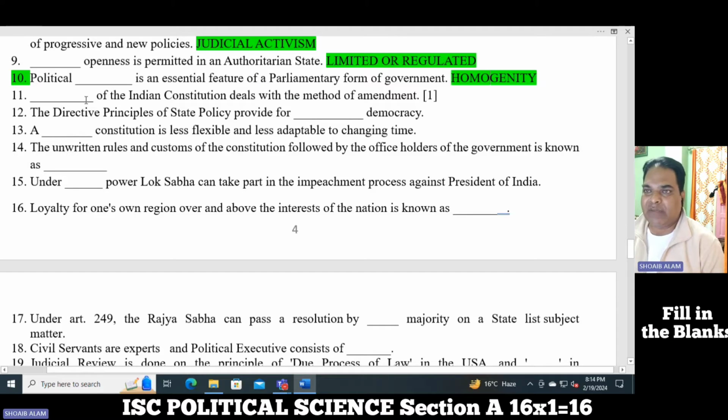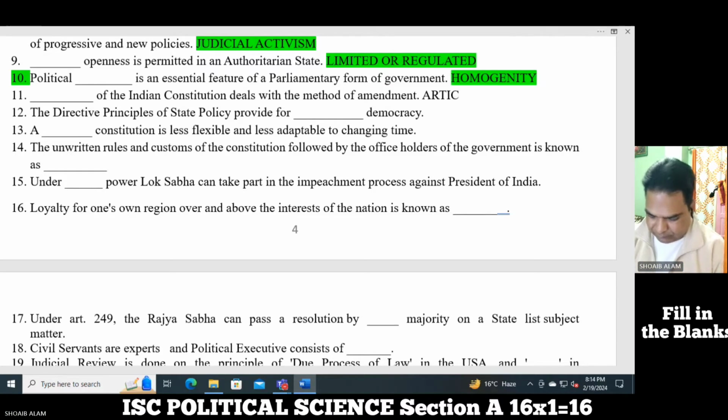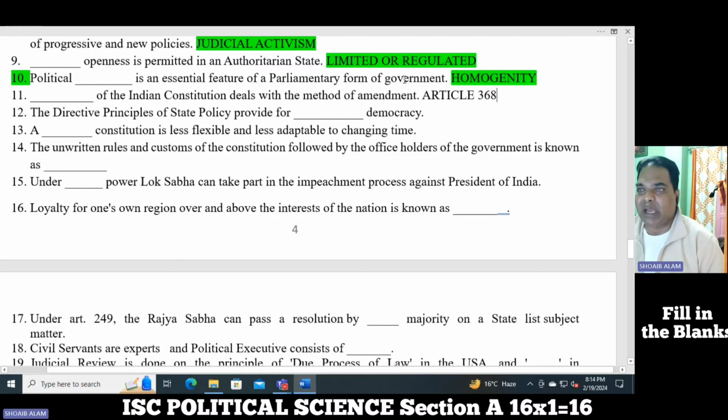Okay. Now number 11. Dash of the Indian Constitution deals with the method of appointment. So what is that? Number 11. Which I think article it is asked. Article number 368. Okay. Article 368 of the Indian Constitution deals with the method of appointment.